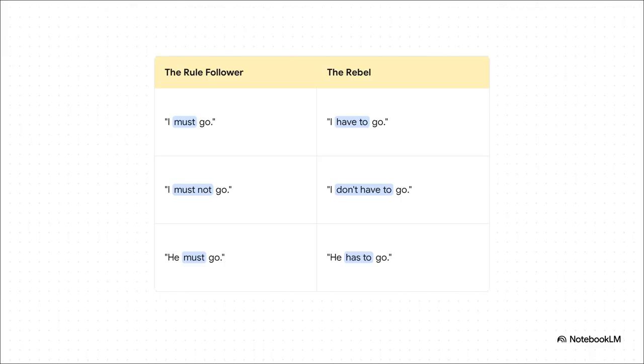Okay, check this out. This comparison just nails the difference. On the left, you've got must, the total rule follower. It never changes its form. But on the right, you have its rebellious cousin, have to, and it adapts. It becomes has to when you talk about he. And get this, the meaning completely flips in the negative. Must not is a strict command, but don't have to means, hey, no pressure. That flexibility, that is the signature move of a rebel.